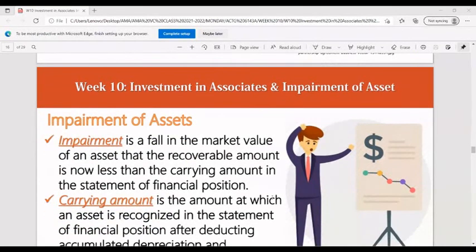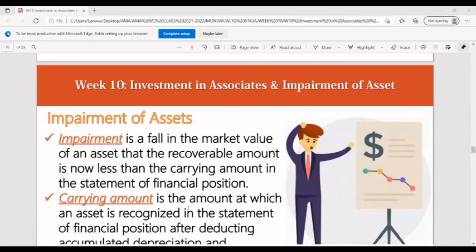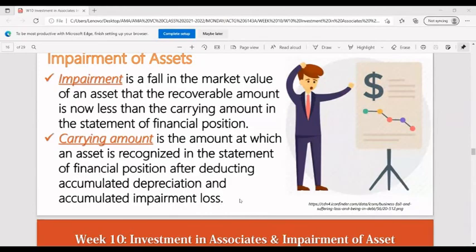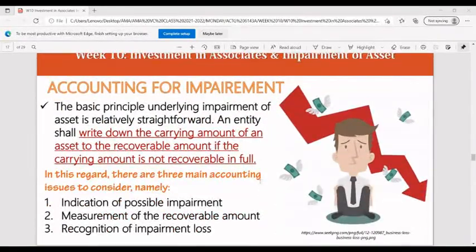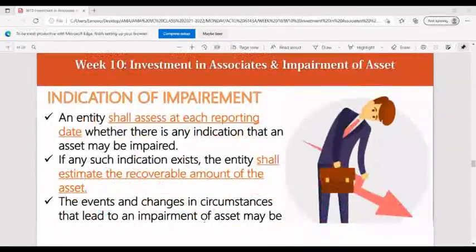Carrying amount is the amount at which an asset is recognized in the statement of financial position after deducting accumulated depreciation and accumulated impairment loss. For the accounting for impairment, the basic principle underlying impairment of asset is relatively straightforward. An entity shall write down the carrying amount of an asset to the recoverable amount if the carrying amount is not recoverable in full. In this regard, there are three main accounting issues to consider, namely indication of possible impairment, measurement of the recoverable amount, and recognition of impairment loss.